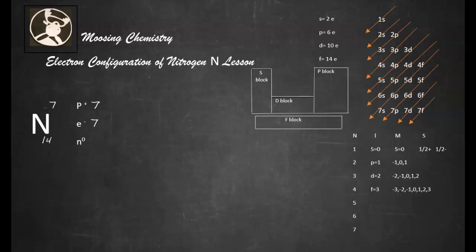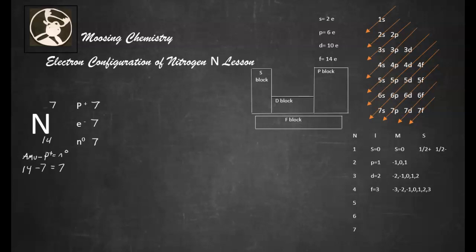What about the number of neutrons? Well, to find the number of neutrons, you go AMU minus protons equals our neutrons, right? So you go 14 minus 7 equals 7. So we have 7 neutrons.